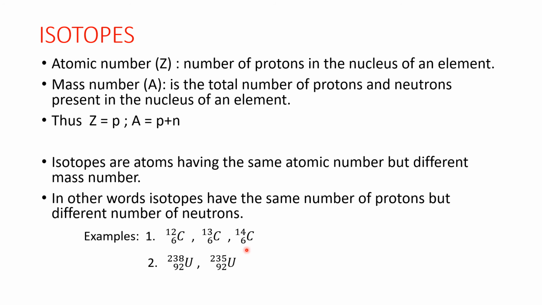Remember, in each one of them, a little bit of mathematics will tell you that there are 6 protons, but carbon-12 has 6 neutrons, carbon-13 has 7 neutrons and carbon-14 has 8 neutrons. So during the formation of carbon at the initial stages of the formation of the universe, various combinations of protons and neutrons were obviously formed. Some were more stable, some were less stable, some have survived to this day and some have not survived.